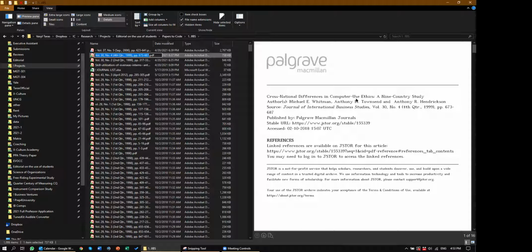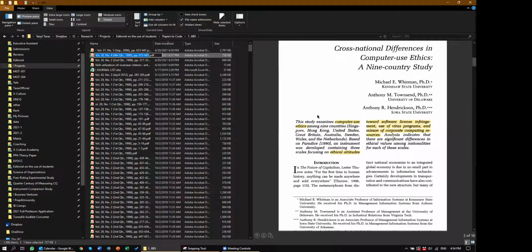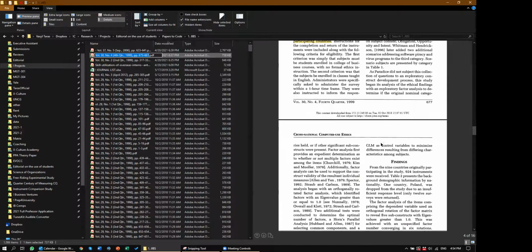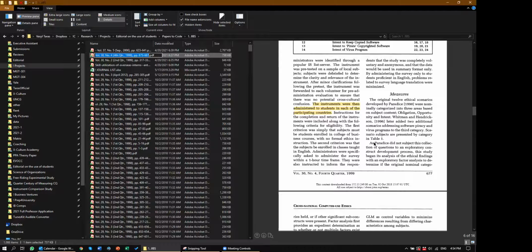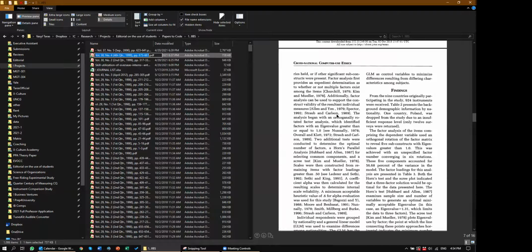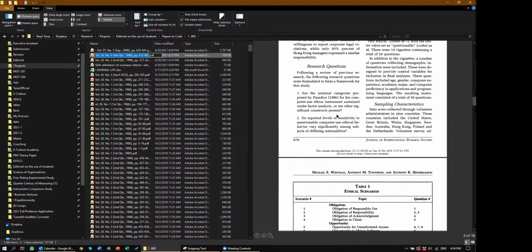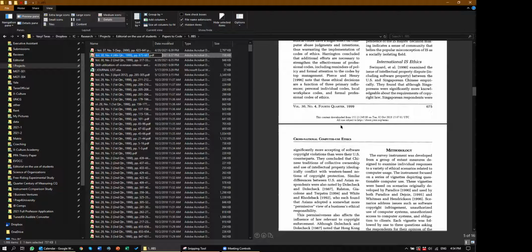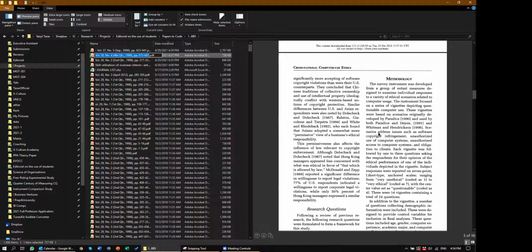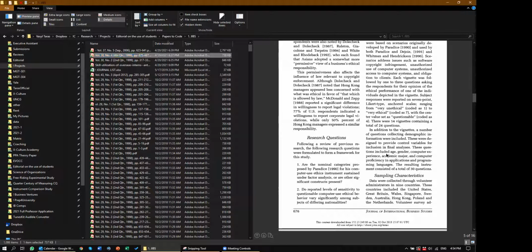Cross-national differences in computer use ethics, a 9-country study. Okay, 9-country study sounds suspicious, it may be students. Computer use, I'm not sure, but we just go to the sample and see what the sample was. Instruments, findings. So this looks like it's not even people. It doesn't look like a sample. Methodology, a survey, vignettes, or we can go a different way and just open and look for the word student, in which context it was used.